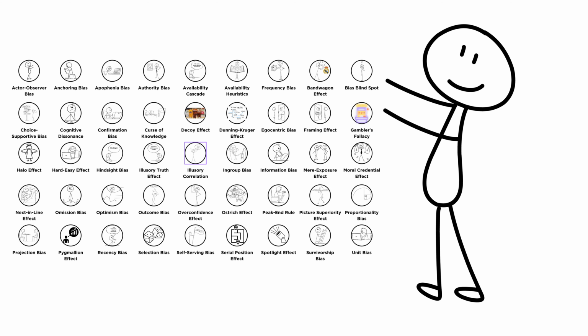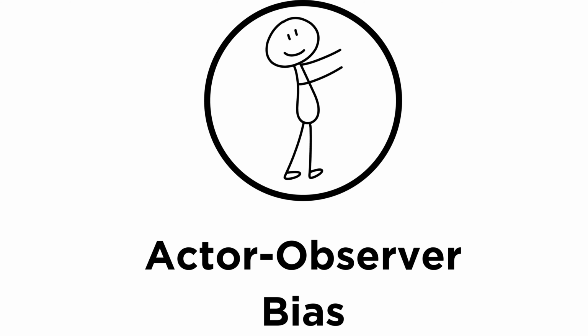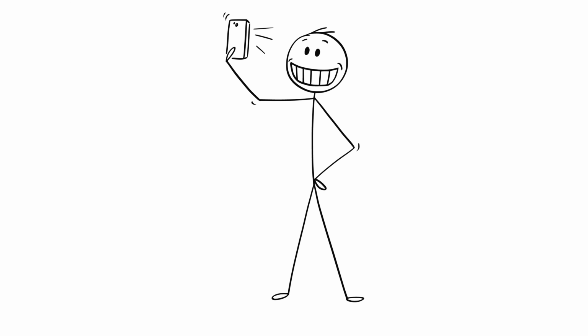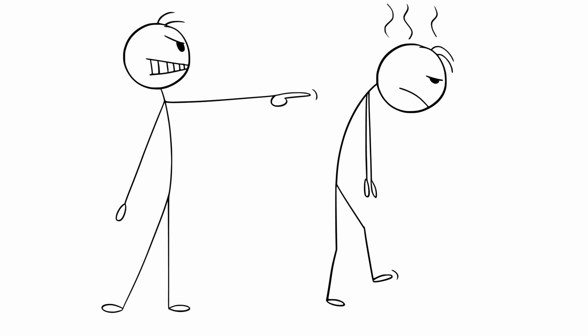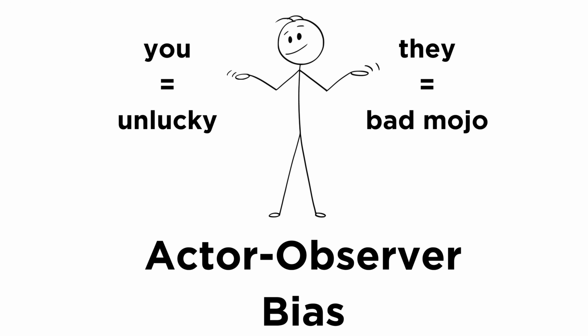Today, we're going over every single bias and explaining what it is. Let's go. Actor-observer bias is the tendency to attribute your own behavior to external factors while attributing others' behavior to internal factors. This means blaming your actions on circumstance, but blaming other people's actions on their character.